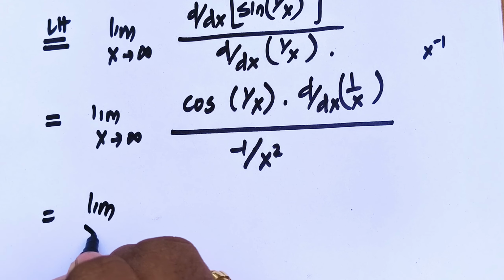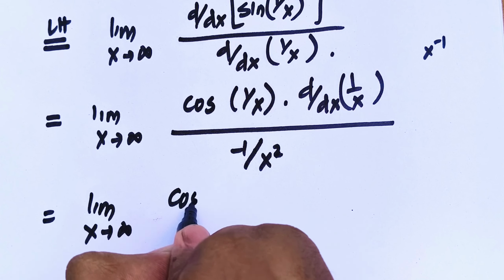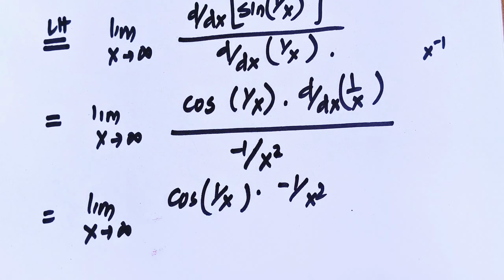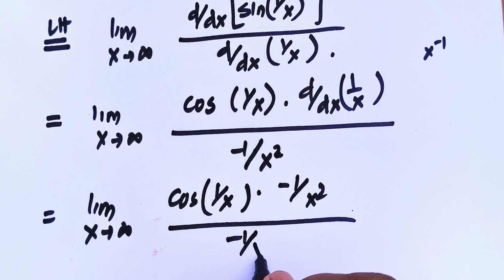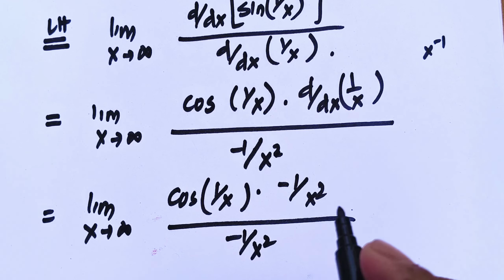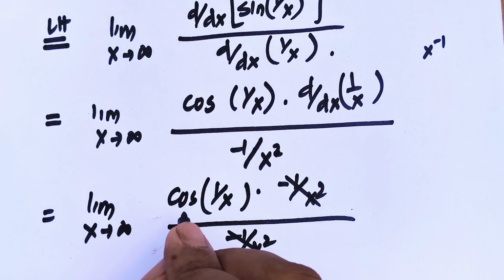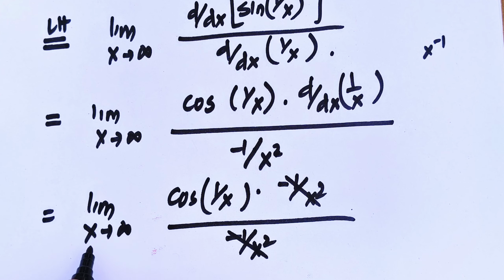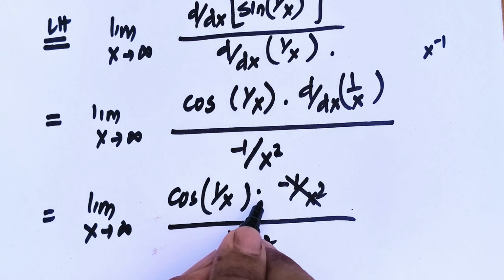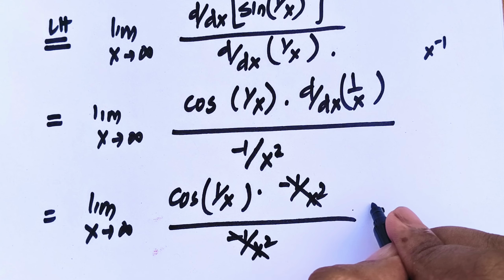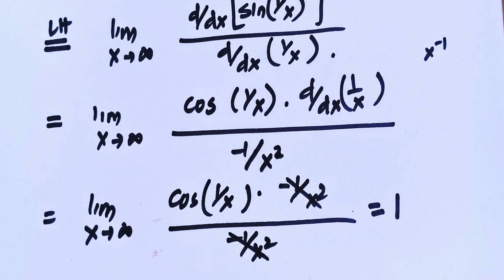So on top we have the derivative of 1 over x, which is minus 1 over x square, and in the denominator also we have minus 1 over x square, so they get cancelled. So you have cosine of 1 over x. Now substitute x as infinity. When x goes to infinity, 1 over x will go to 0, and cosine of 0 is 1, so our limit is 1.